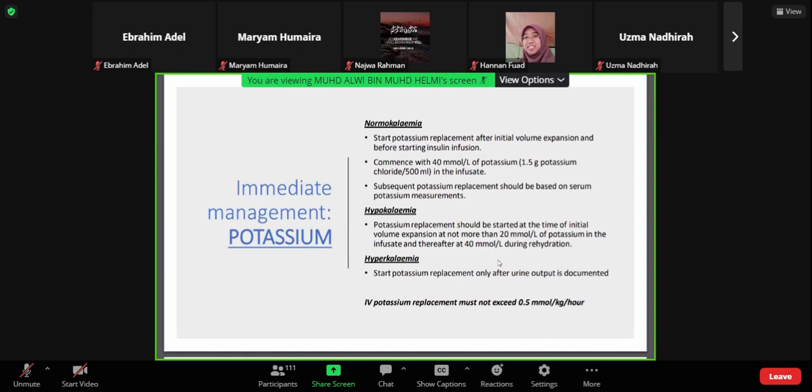Okay. Remember, must not exceed 0.5 millimole per kilo per hour, except in ICU setting. Remember, this is the safe concentration. You can only place 1.5 gram potassium in a 500 ml pint. Okay, don't go beyond that, except in ICU setting. Always, maximum just put 1.5 gram per pint.